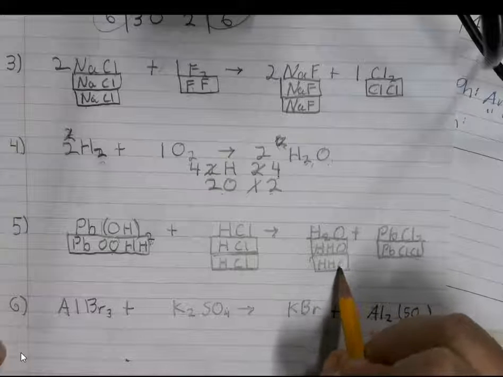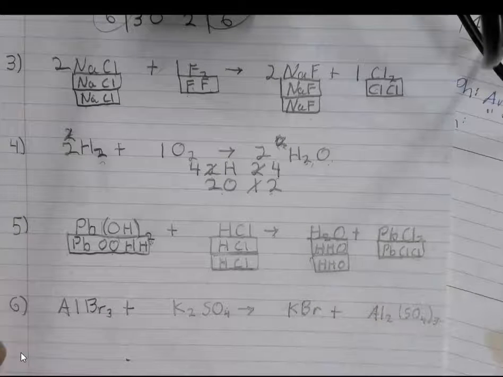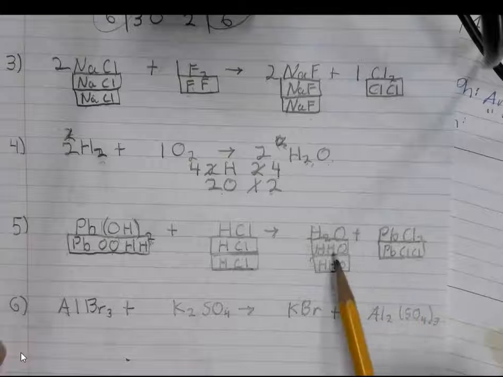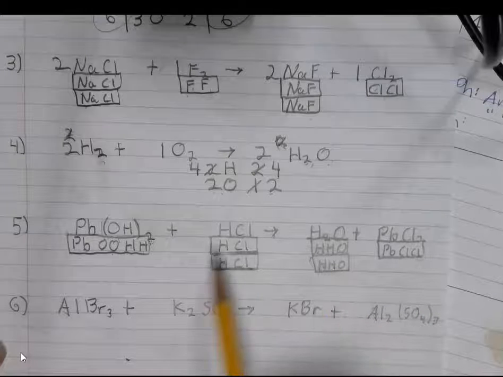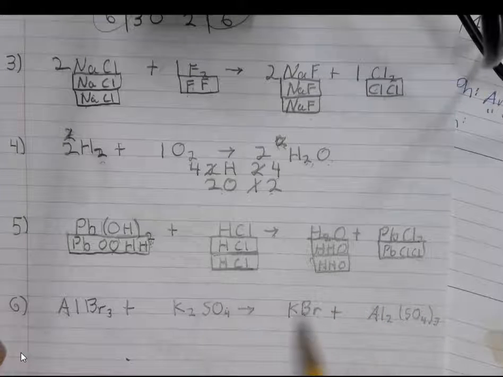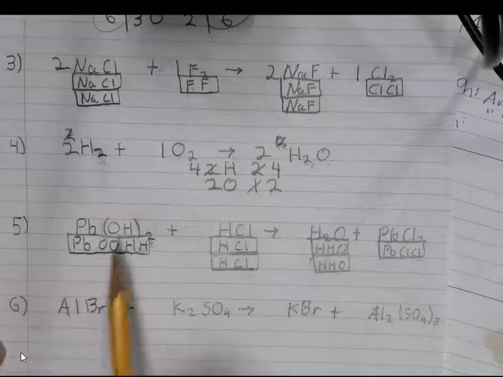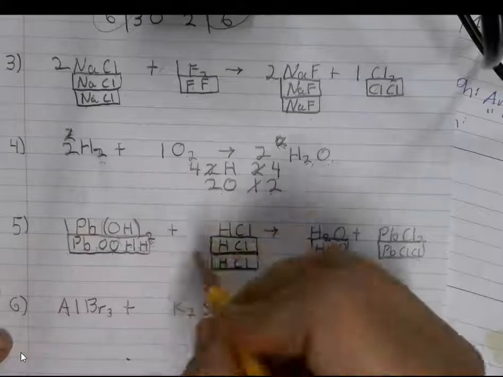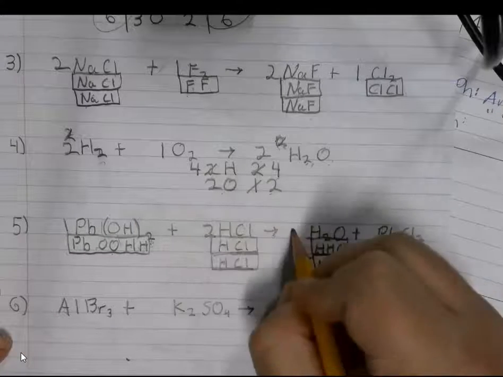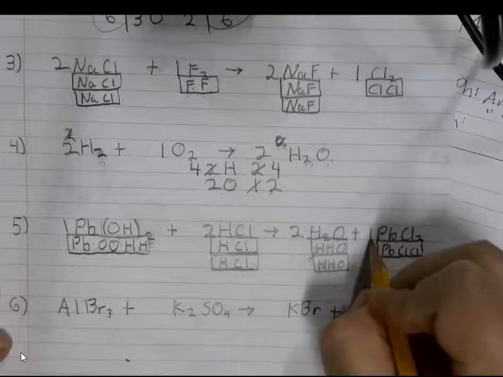I said HOO, it's HHO right there. Okay, so hydrogens are in balance. So 1, 2, 3, 4, 1, 2, 3, 4. Lead's in balance, chlorine's in balance. And by doing that, I put the oxygens in balance. 1, 2, and 1, 2. So that's your final answer. 1, 2, 2, 1. Okay?